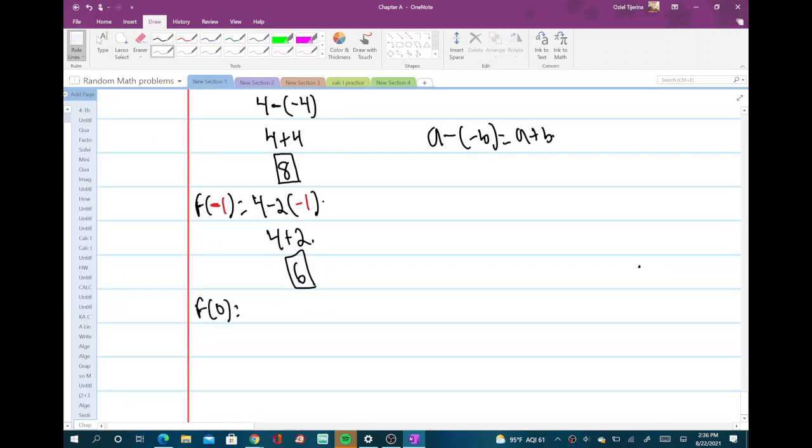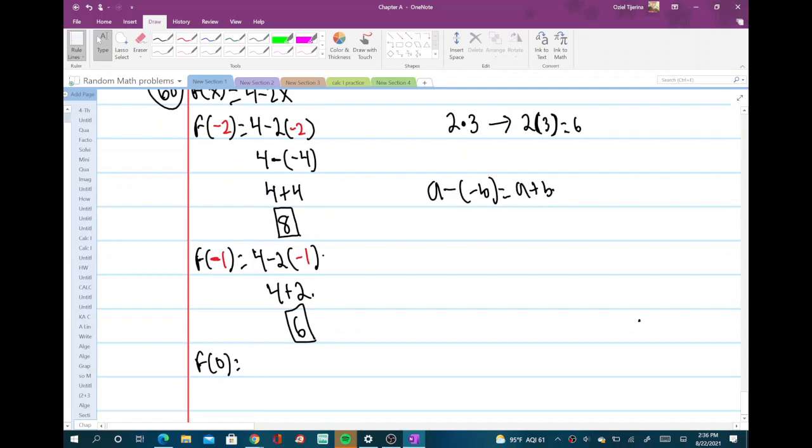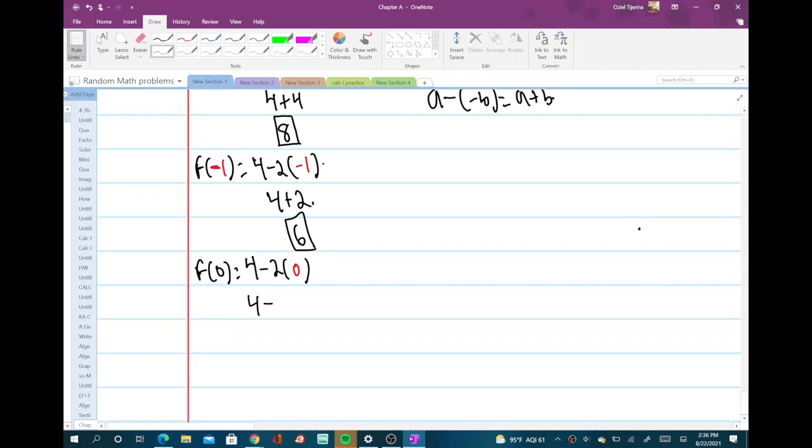F of 0. Even if you really understand quadratics and polynomials and how they work, it's always good to just evaluate. So if I do f of 0, I get 4 minus 2 times 0. 2 times 0 is 0, so then I have 4. So f of 0 is 4.